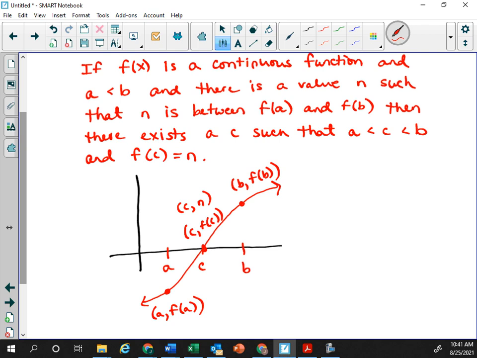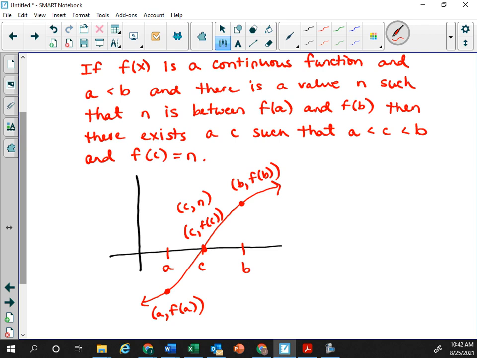If that's true, then there has to be a C such that C is in between A and B, and f of C and N are the same thing. What you're trying to prove, you usually use this when you're trying to show that a graph equals 0 somewhere in between these two values.